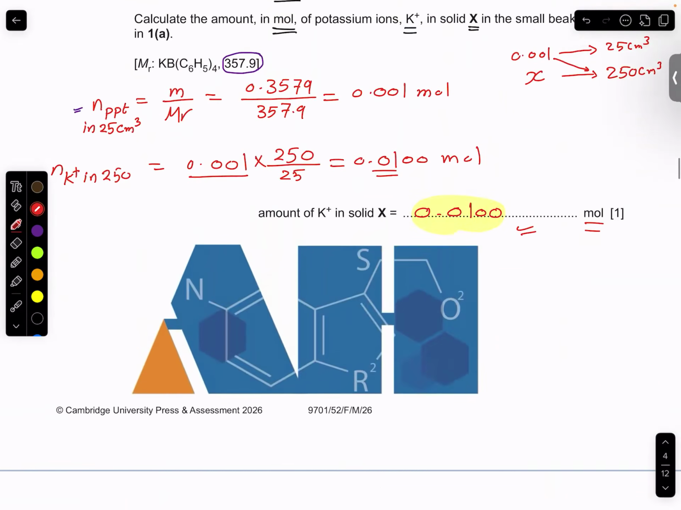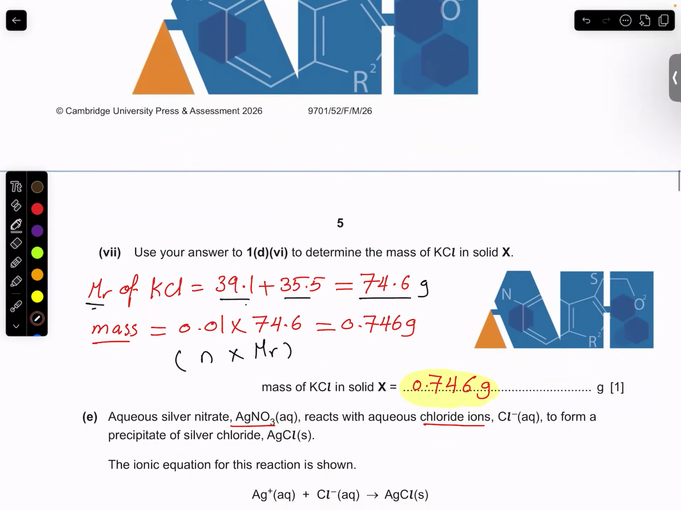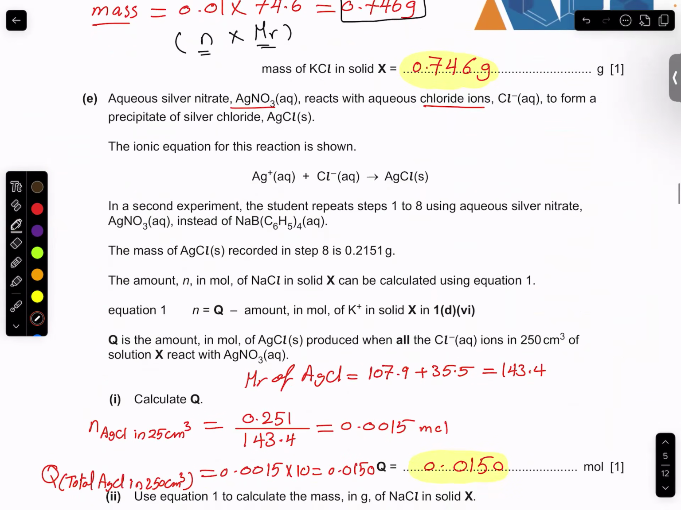Use your answer in 1D(vi) to determine the mass of KCl in solid X. To get the mass, we take the number of moles multiplied by the Mr of the compound. The Mr of KCl equals 39.1 plus 35.5 equals 74.6. So the number of moles of potassium multiplied by the Mr gives the mass of potassium chloride in the compound, 0.746 grams. E, aqueous silver nitrate.